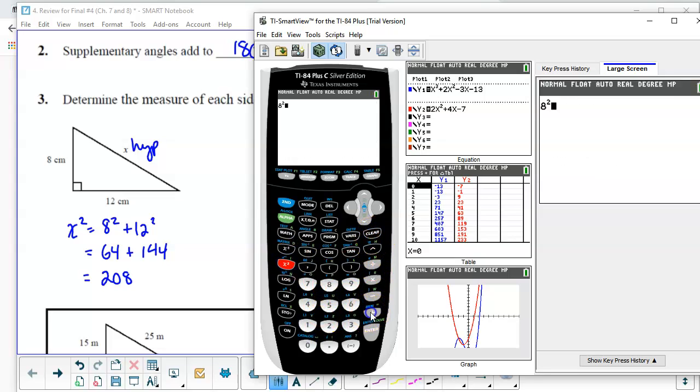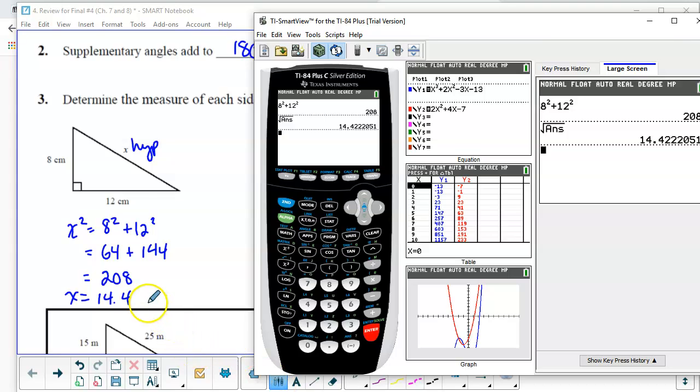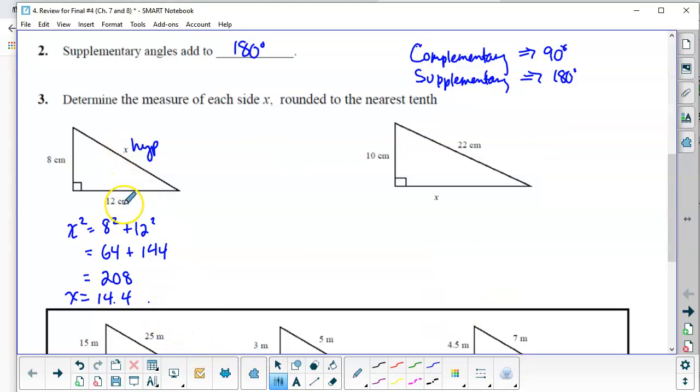8 squared plus 12 squared is 208, and then square root that. And so x is 14.4. All right, so x is the hypotenuse. It has to be longer than 12 and longer than 8. It would have to be less than the sum of 8 and 12.